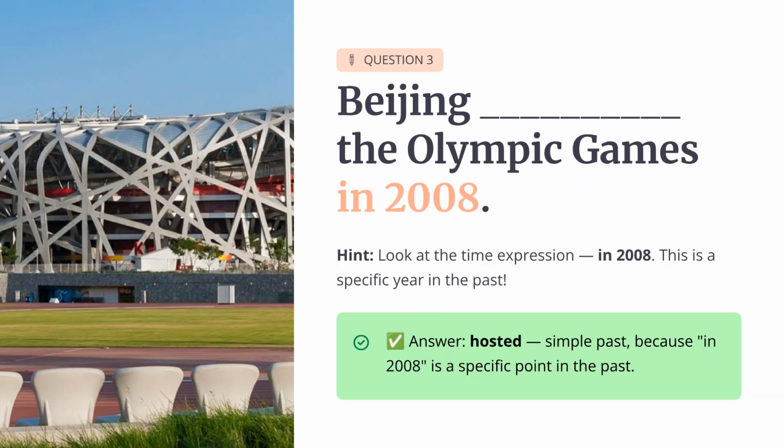Look at question 3. The sentence states, Beijing blank the Olympic Games in 2008. Look at the time expression, in 2008. This is a specific year in the past, so the answer is hosted. We use the simple past because in 2008 is a specific point in the past. The full sentence is, Beijing hosted the Olympic Games in 2008.